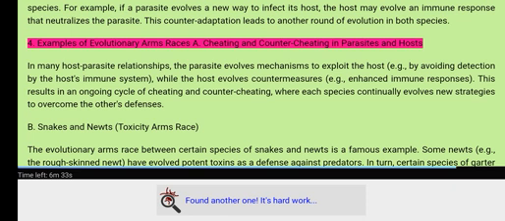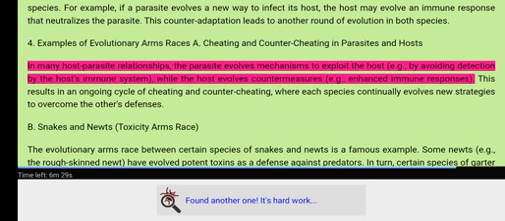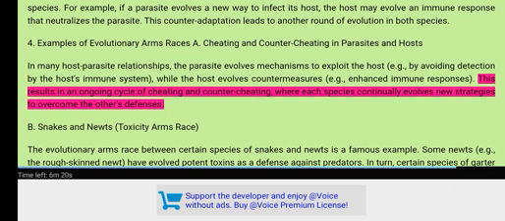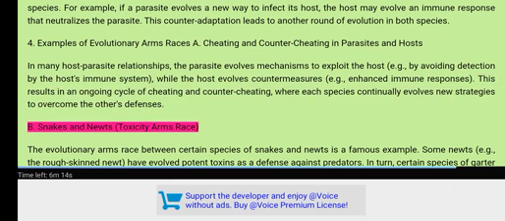4. Examples of evolutionary arms races. A. Cheating and counter-cheating in parasites and hosts. In many host-parasite relationships, the parasite evolves mechanisms to exploit the host, e.g., by avoiding detection by the host's immune system, while the host evolves countermeasures, e.g., enhanced immune responses. This results in an ongoing cycle of cheating and counter-cheating, where each species continually evolves new strategies to overcome the other's defenses.